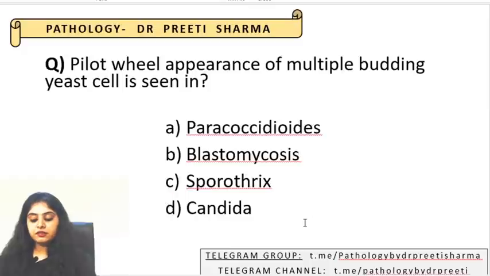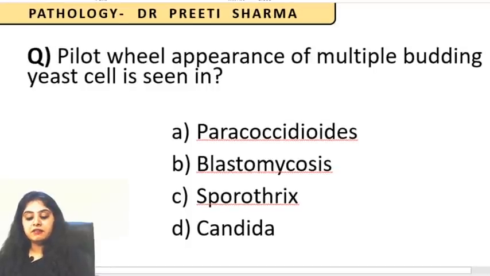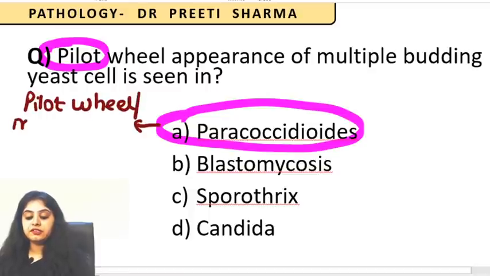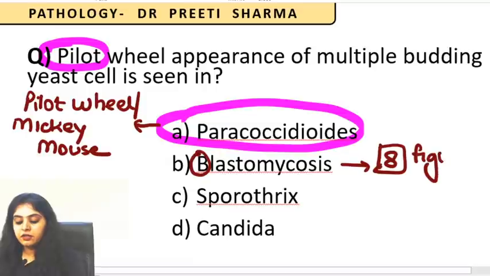Pilot wheel appearance of multiple budding is seen with which yeast cells? Please remember, P for P: pilot wheel appearance is seen in paracoccidioidomycosis. Paracoccidioidomycosis can show you either a pilot wheel or the Mickey Mouse appearance. These are two very characteristic questions. Blastomyces, B for B, shows you figure of 8 budding. B looks like 8.